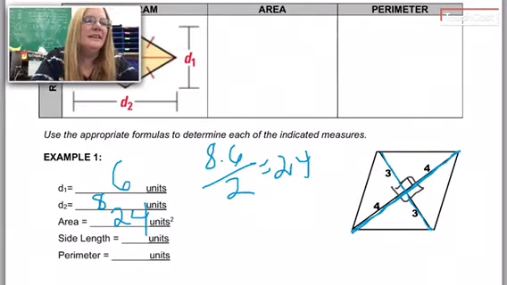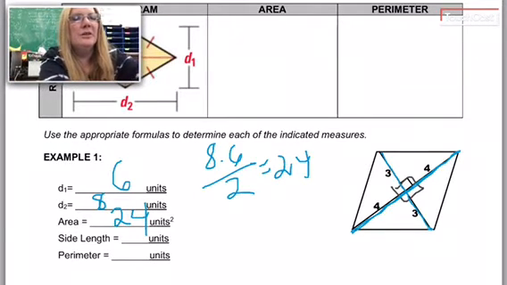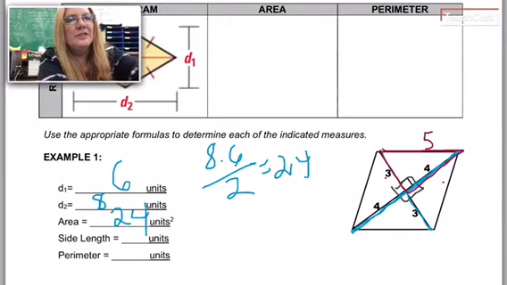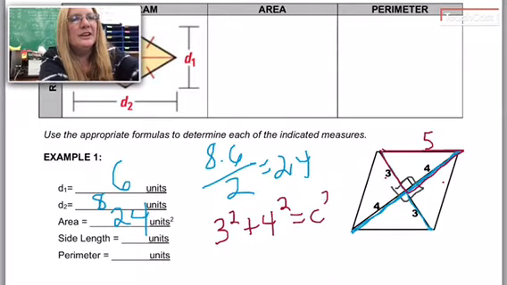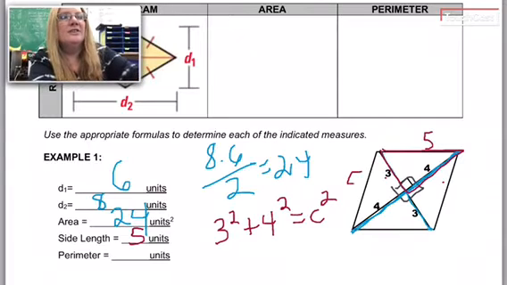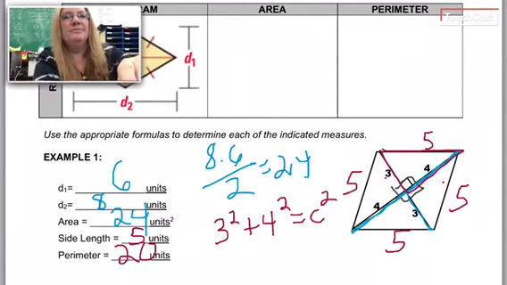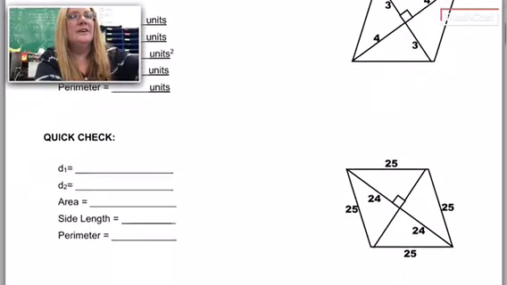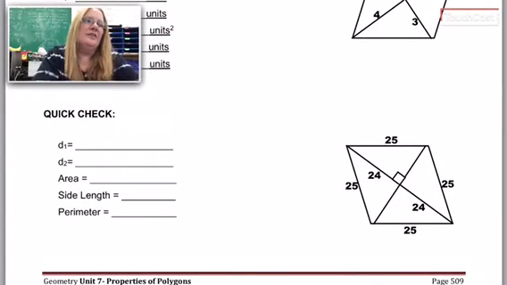But now to find the side length, we need to use Pythagorean theorem, or hopefully you'll recognize that this is a Pythagorean triple and it's 3, 4, 5. If not, you can always do 3 squared plus 4 squared is equal to c squared, and you will get 5. And now since the side is 5, and since all the sides are the same as the definition of a rhombus, 5 times 4 is 20. So there's our first example. All right, so you should pause the quick check here and try and do this one yourself.